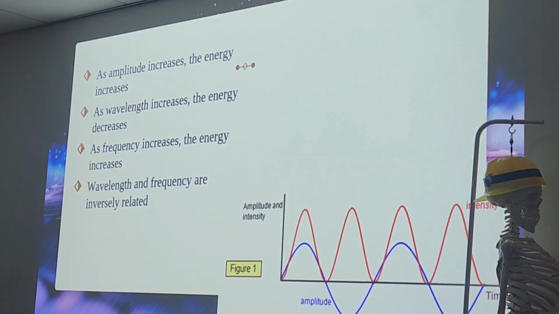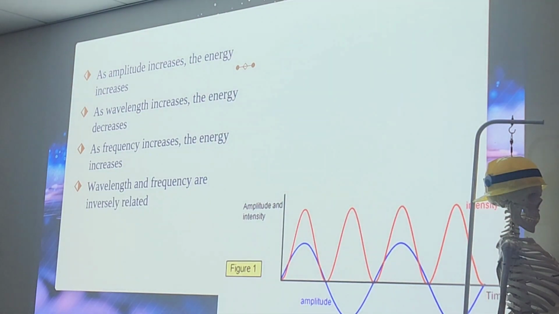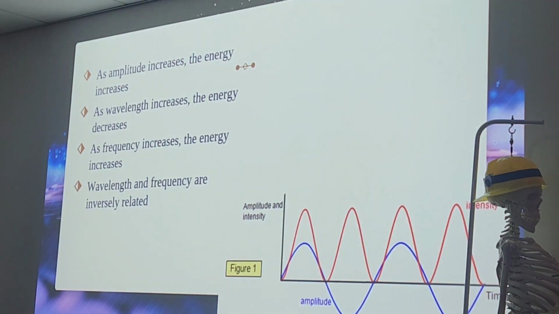We already covered these last three. As wavelength increases, does energy go up or down? Down. Because as wavelength increases, it's gonna be like 1, 2, but if it's a shorter wavelength, it's gonna be like 1, 2, 3. So as frequency increases, energy goes up. Wavelength and frequency are inversely related.